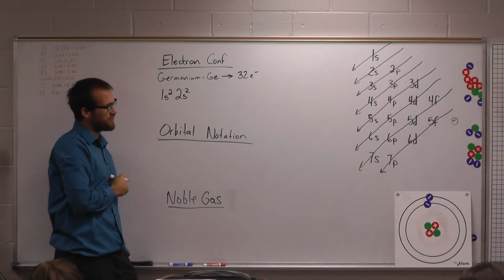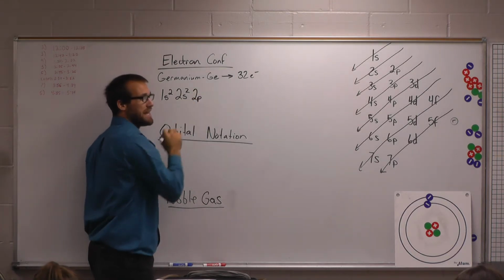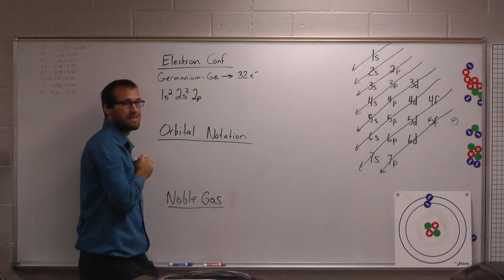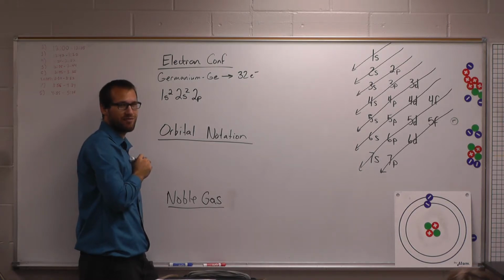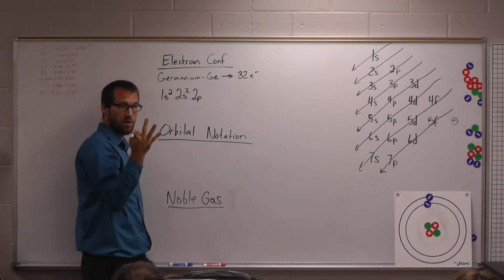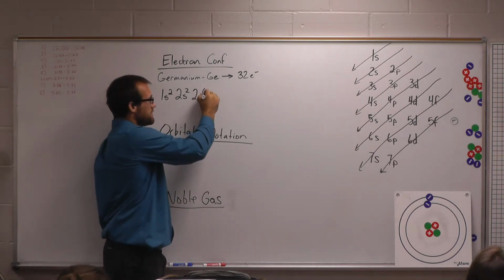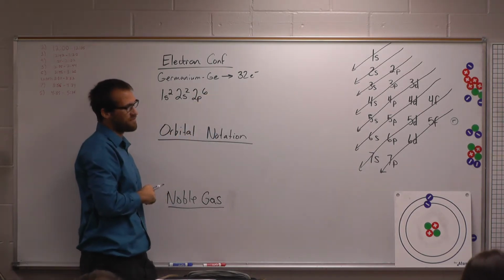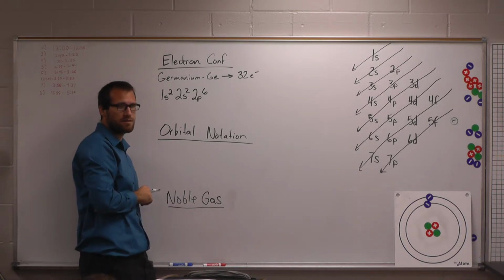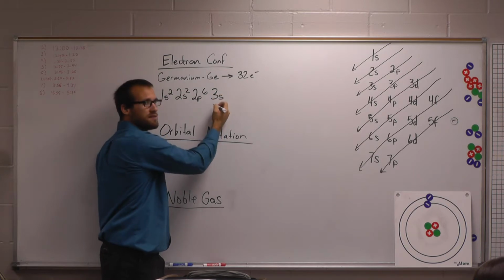Shelby, what gets filled next? 2p. How many can fill the p? You have to go back and look, that's fine. Max can fill the p. 2. Well, 2 fill each orbital, but it has 3 orbitals, right? So a max of what? 6. Okay, what comes after 2p, Tanner? 3s. And how many can fill the s?